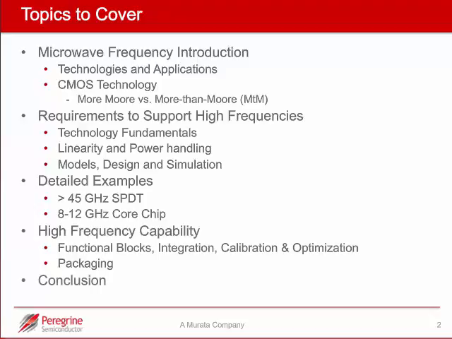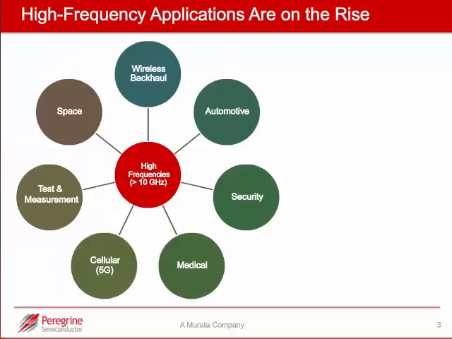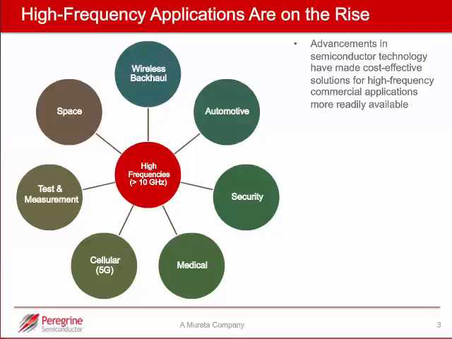So as we look at high frequency, the applications are on the rise and they cover multiple markets. There's sort of two general reasons for going to high frequency. One is for increased resolution from radar and sensing, so medical and automotive security. And then there's the available bandwidth that really helps in communication applications, such as cellular and wireless backhaul. And if we look at why this is happening, it's really because the technology is becoming more available, more options to get us into high frequency applications.